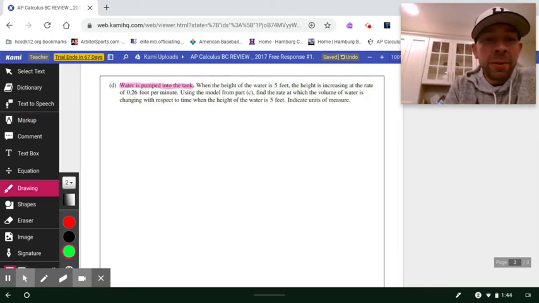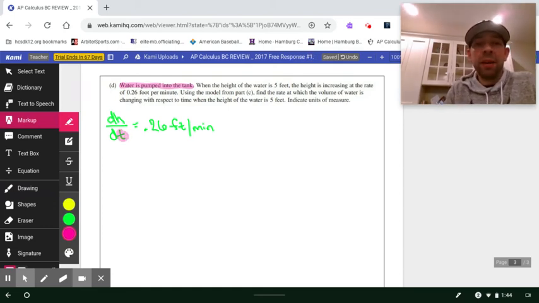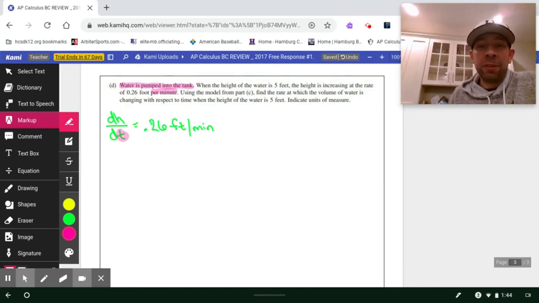So I made a note to myself here that dh/dt is going to be 0.26 feet per minute. And notice how I did say dt. I'm already thinking that the derivative is with respect to time because they said per minute right there. All right, now, using that model from part C that was describing those cross-sectional areas, find the rate at which the volume is changing.